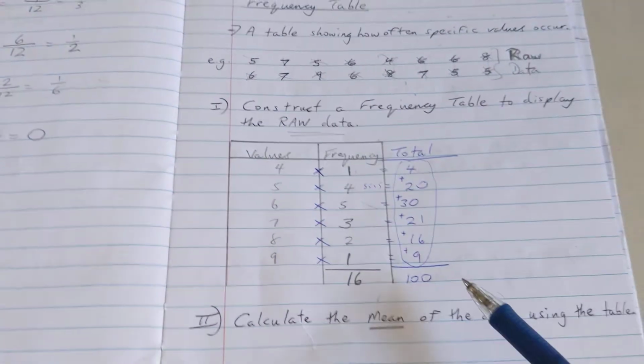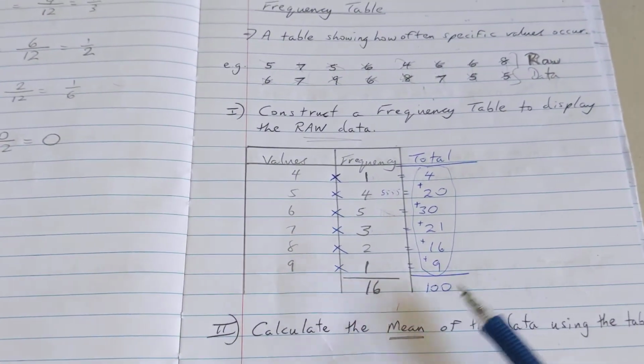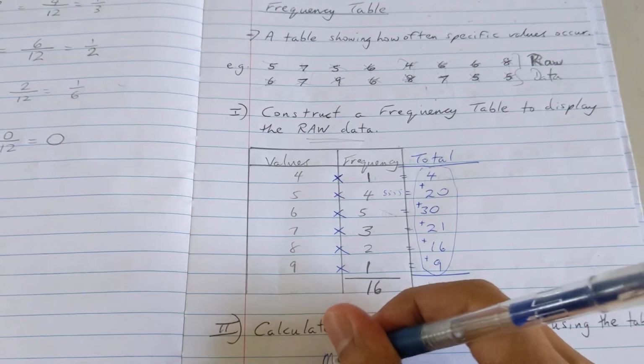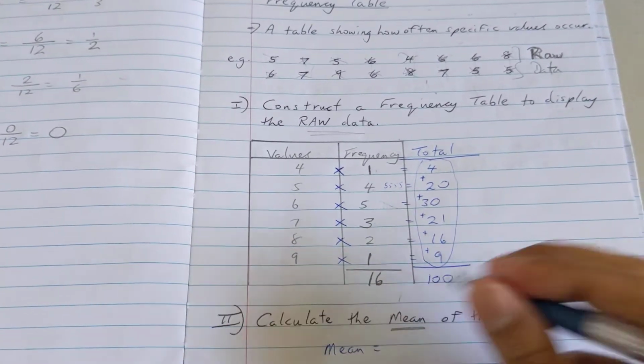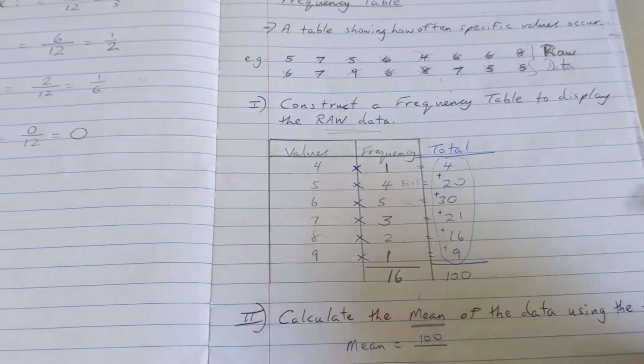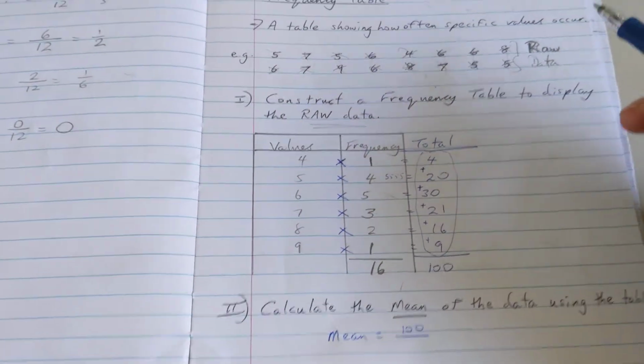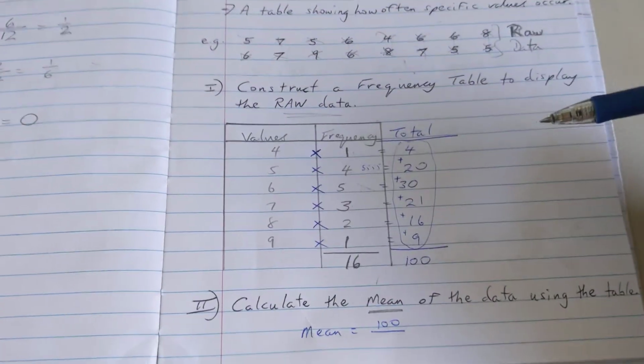So that's not my answer. That's just what all the numbers add up to. And if you remember, the formula for mean is the sum of all the numbers. In this case, they're adding up to 100. The sum of all the numbers is 100. And then I divide it by how many numbers I added up.